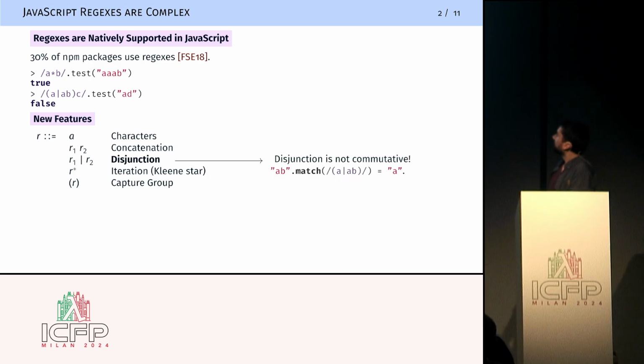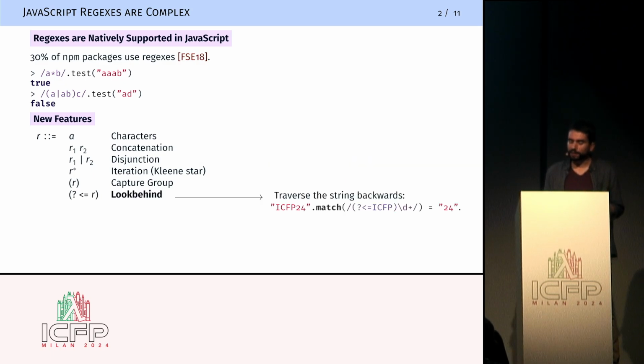Let's just take this other example. I'm trying to match A or AB on the string AB. I could take the first branch, or I could take the second one. Of course, the semantics specifies which branch you should take, and in JavaScript, it's the first branch, which means that, for instance, disjunction is surprisingly not commutative anymore in JavaScript. And then you have so many more complex features. For instance, you can go backwards in the string. So this is a regex that looks for a sequence of numbers preceded by the string ICFP.